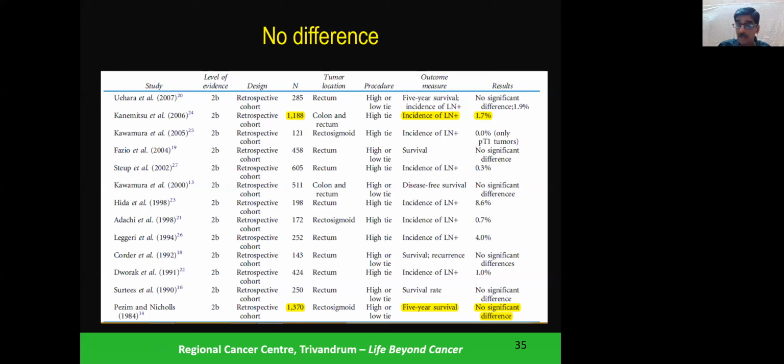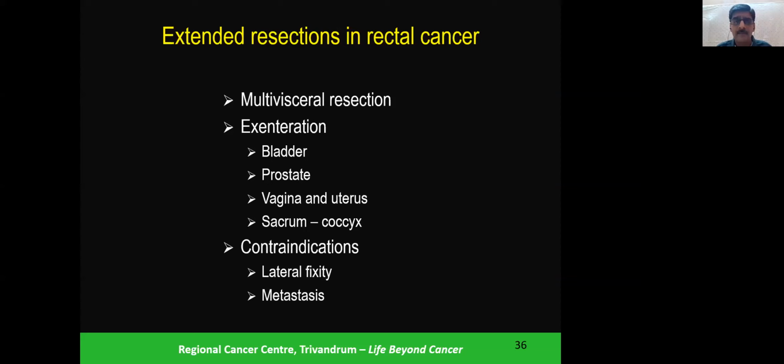But don't tell me that you are doing it for oncological reasons, but you can do it for surgical or technical reasons, to have a better length of the proximal limb, to have a tension-free anastomosis. But there is no oncological benefit for doing a high ligation in rectal cancer. But the picture is different in left-sided and sigmoid cancers, where you have to do a high ligation to get a proper nodal clearance.